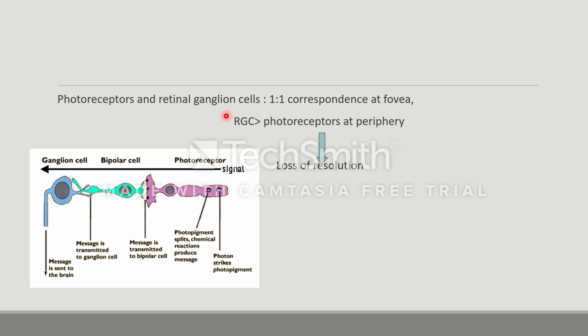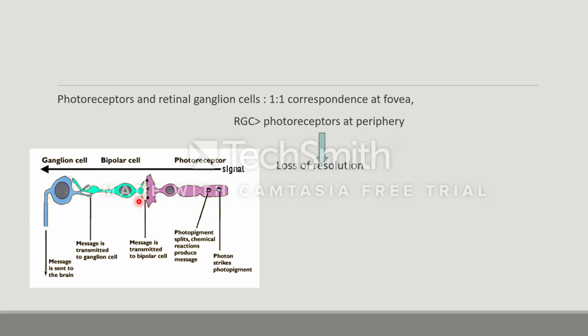The photoreceptors are more than the retinal ganglion cells. There are approximately 1 million retinal ganglion cells in the human eye, and approximately 125 million photoreceptors. At the fovea there is a 1:1 correspondence between the photoreceptors and the retinal ganglion cells. But what happens in the periphery? There are more photoreceptors as compared to the retinal ganglion cells. So there is a progressive loss in resolution as we move towards the peripheral part of the retina.